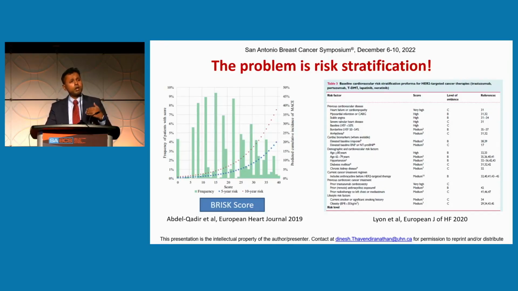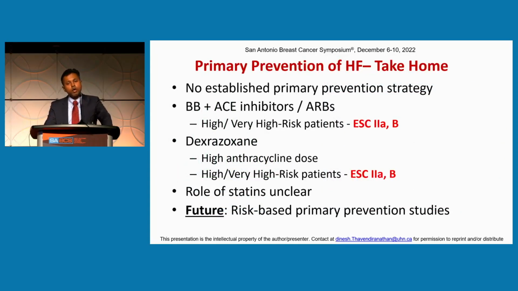But everything I talk about going forward as it relates to ESC guidelines did use these proformas to determine patient-specific risk. So, take-home points for primary prevention of heart failure: there are no established primary prevention strategies.